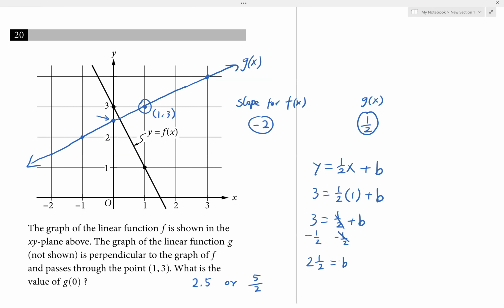But on the Scantron, you don't want to bubble in the mixed number. Don't do 2 and 1/2, because the computer won't read it correctly. So you want to convert to an improper fraction, either 5 over 2 or 2.5. That should be our final answer. So that should be it for number 20.